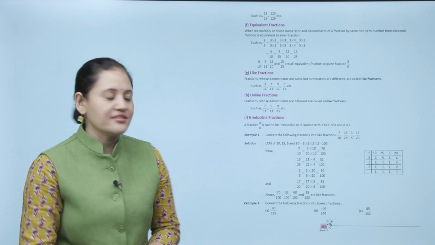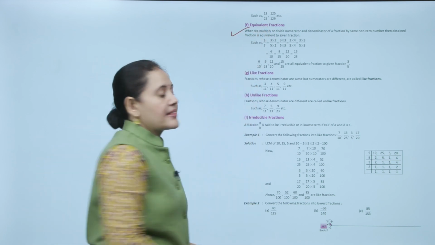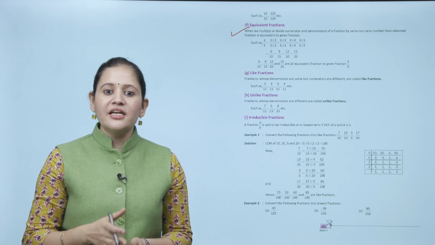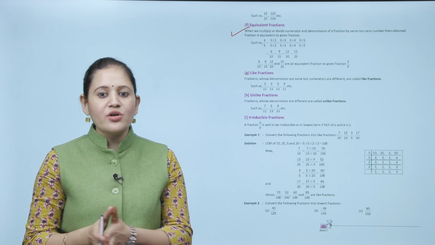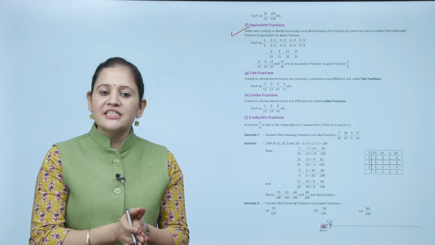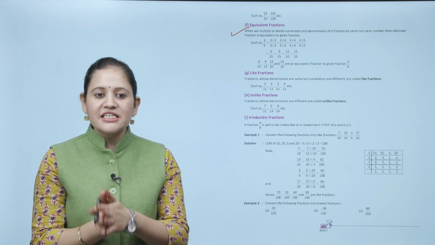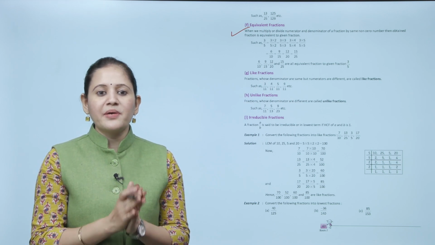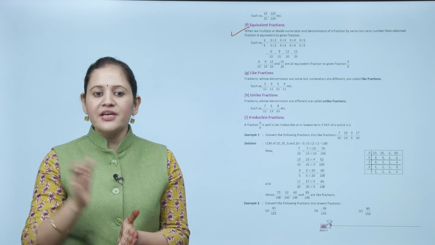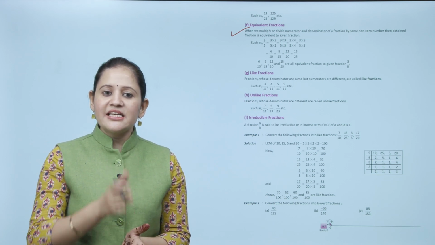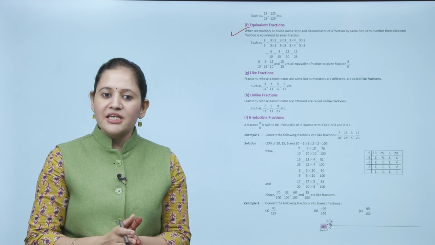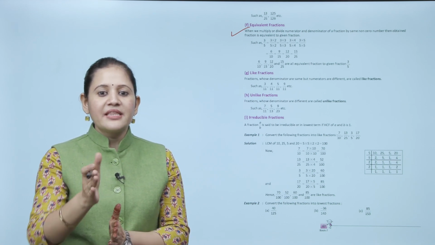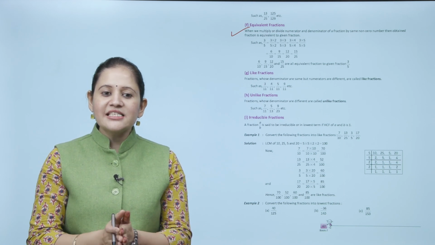Next is equivalent fractions. When we multiply or divide the numerator and denominator of the fraction by the same non-zero number, then the obtained fraction is equivalent to the given fraction, such as 3/5. We have multiplied numerator and denominator both by 2, 3, 4, 5 and so on. So we'll get 6/10, 9/15, 12/20, 15/25. So all these are equivalent fractions to 3/5. Clear?